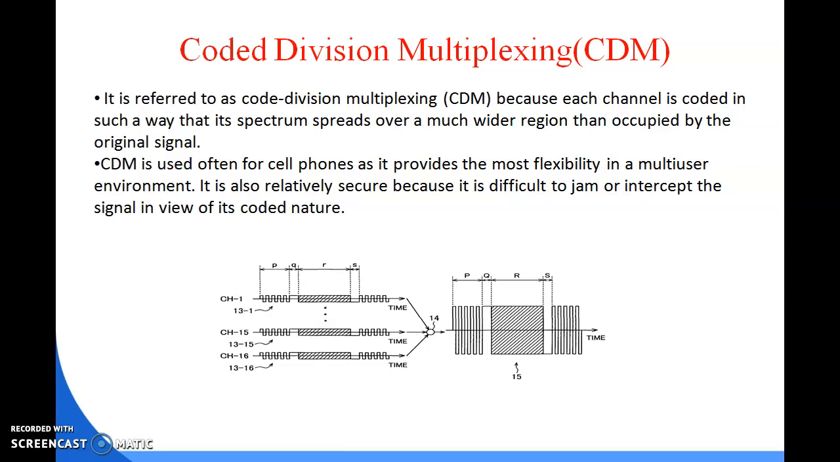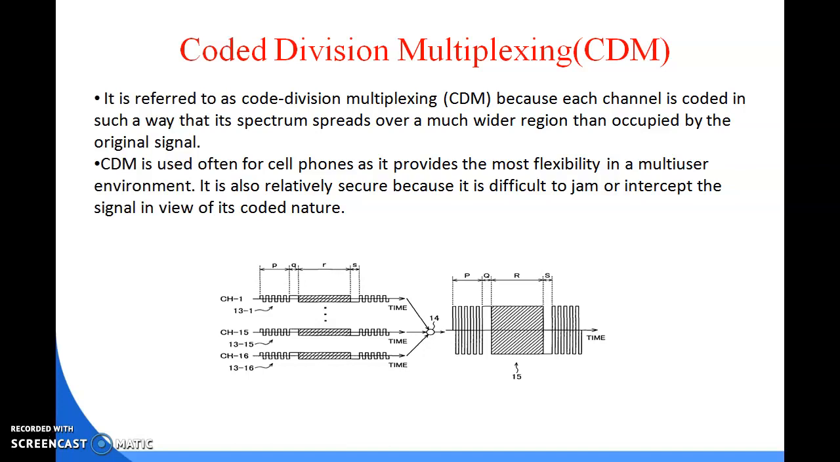Next, CDM is used often for cell phones as it provides the most flexibility in a multi-user environment. It is also relatively secure because it is difficult to jam or intercept the signal in view of its coded nature. Since all the signals are in coded form, it is very difficult to intercept or jam the signals. Clear? So that is another advantage of this code division multiplexing.